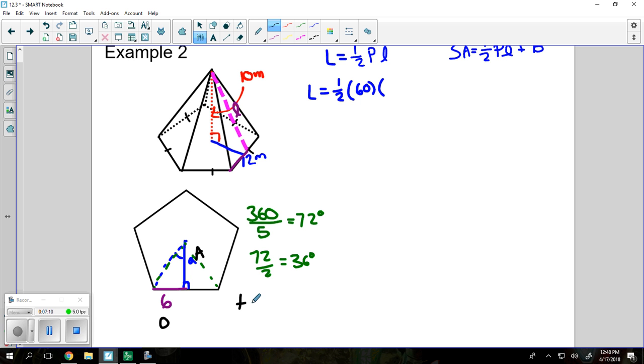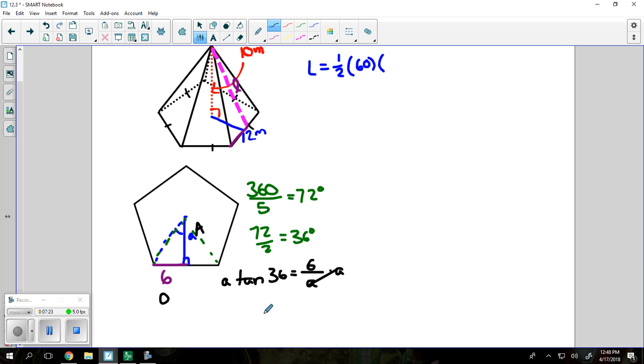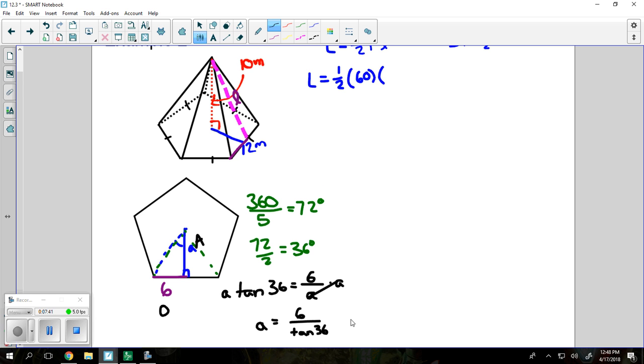So tangent of our 36 degrees would equal 6 over A, multiply by A, cancel that out, divide that over, so A is 6 over tangent 36. All right, and that was the missing piece that I needed. So that's what this is right here. 6 over tangent 36.